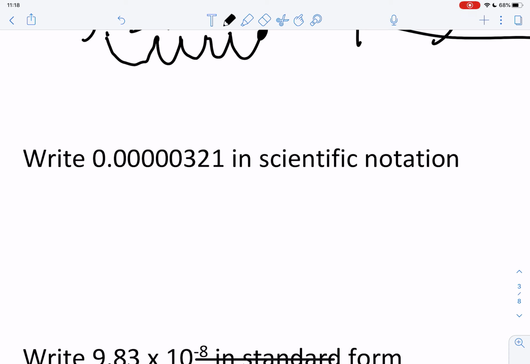Yeah. So let's see how many times we're moving that decimal place over, right? We need to get it in front of that first non-zero number. So we're going to go 1, 2, 3, 4, 5, 6. So that ends up being 3.21 times 10 to the negative 6, right? It's negative because we are representing a very small number here. We went over 6 spots.